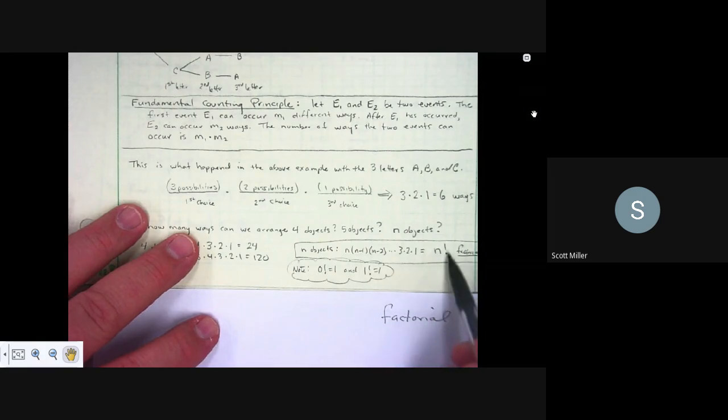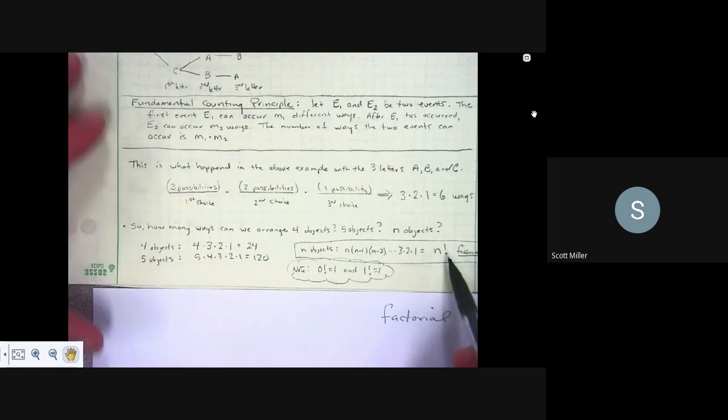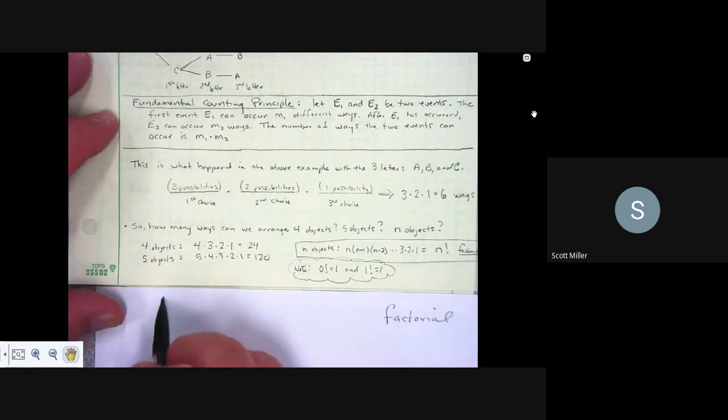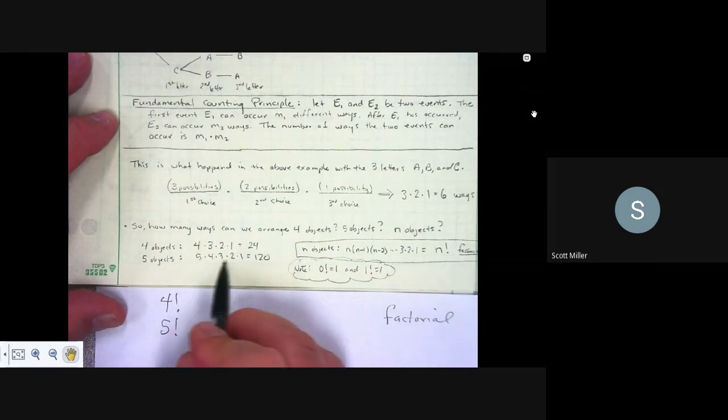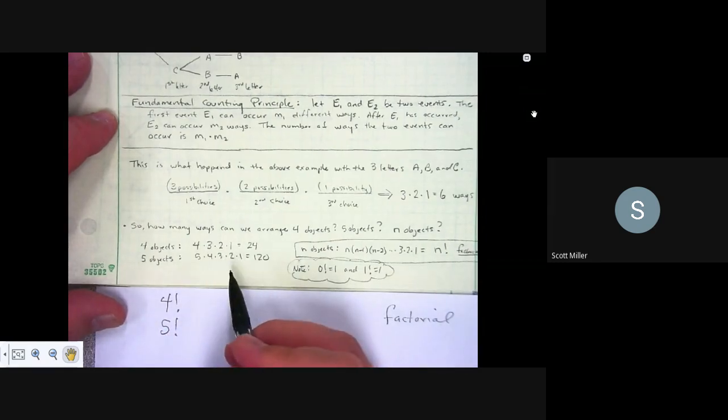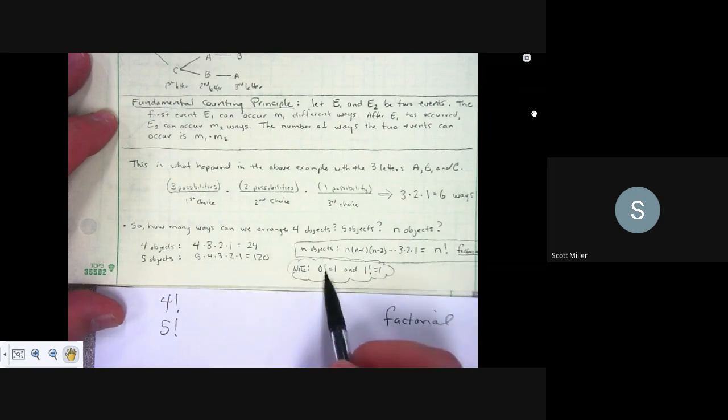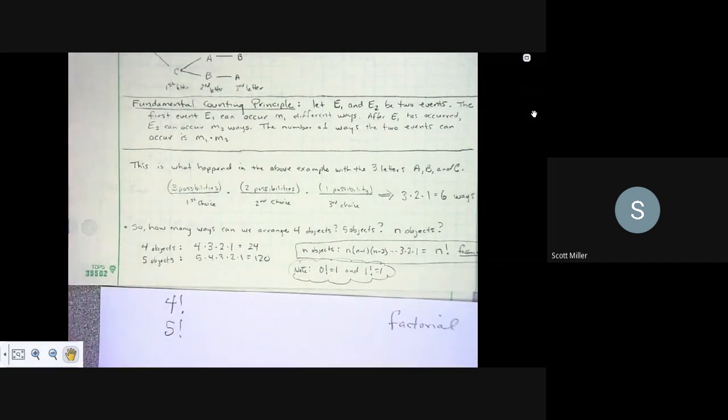So this would be a number. Factorial means to take it all the way down. So this one right here would be 4 factorial. This would be 5 factorial. And when we see that symbol, we mean to do all of that. We don't have to write it all. Special note here, 0 factorial is 1, and 1 factorial is 1. And you just accept those as true. We're not going to delve into those. All right?